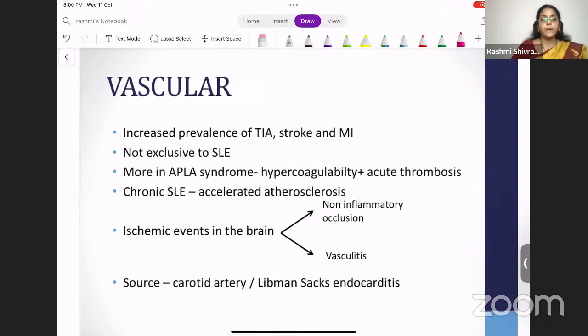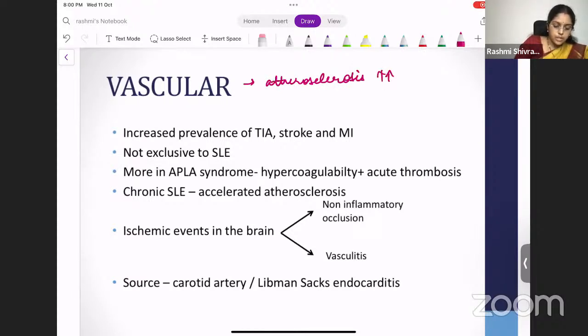Then moving on to the vascular complications. What are the vascular complications? Because of this autoimmunity, what happens? The patient has an accelerated atherosclerosis. Atherosclerosis will be increased.